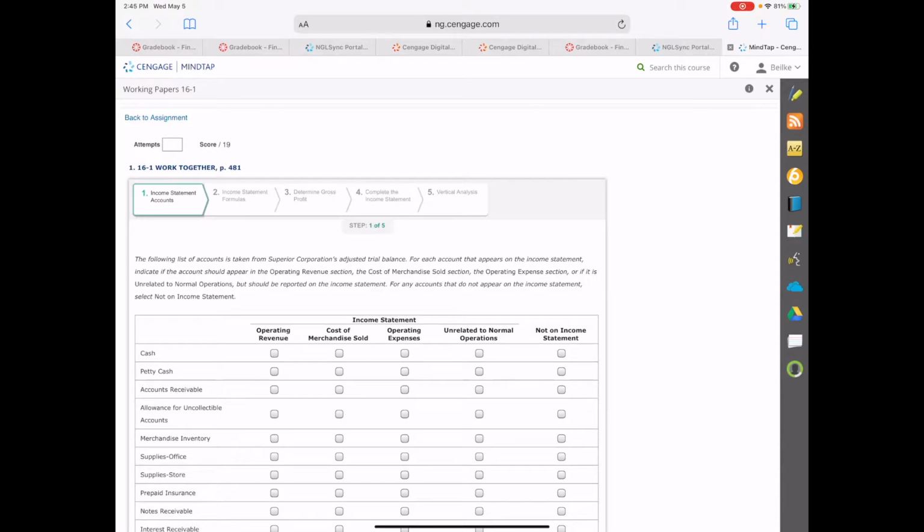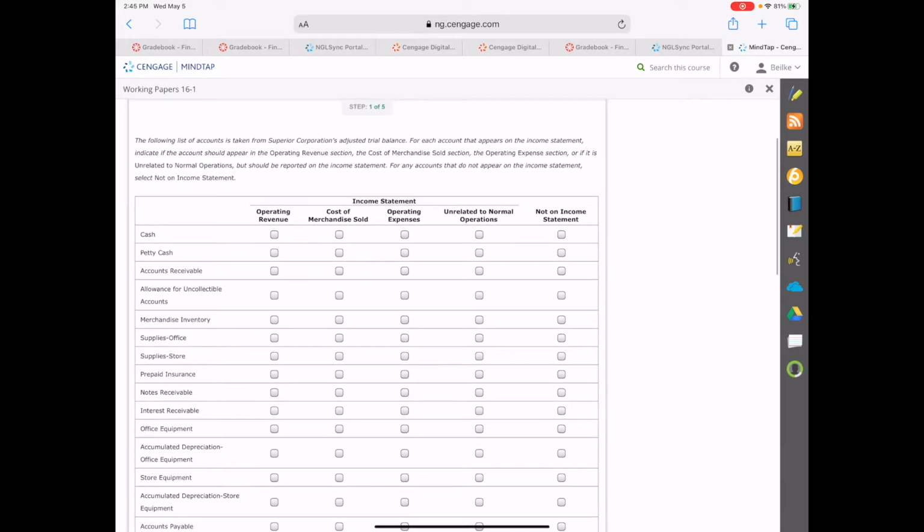Work together 16.1. The first step is analyzing income statement accounts. So we went through the income statement. Now we're going to figure out which ones are operating revenue, cost of merchandise sold, operating expenses, unrelated to normal operations, or not on the income statement. Remember, we just covered it, so we're going to figure this out.